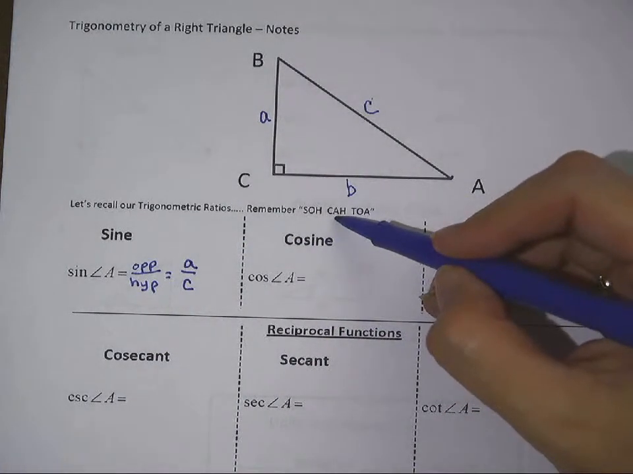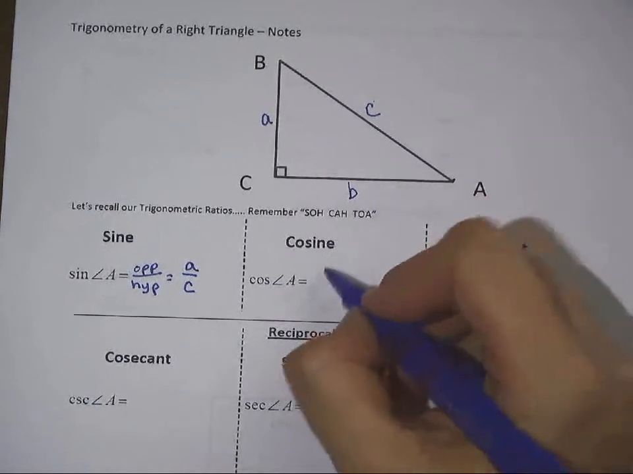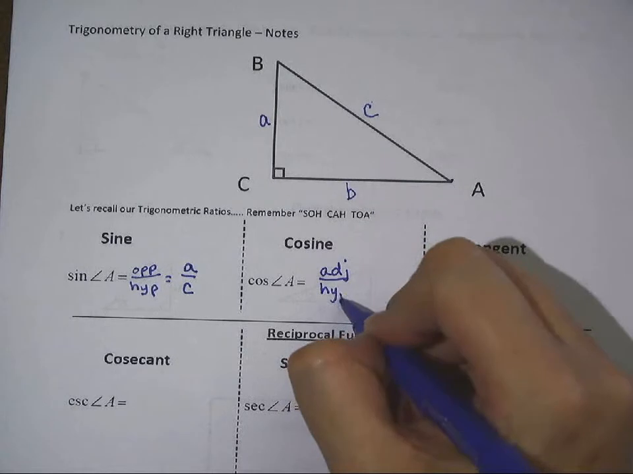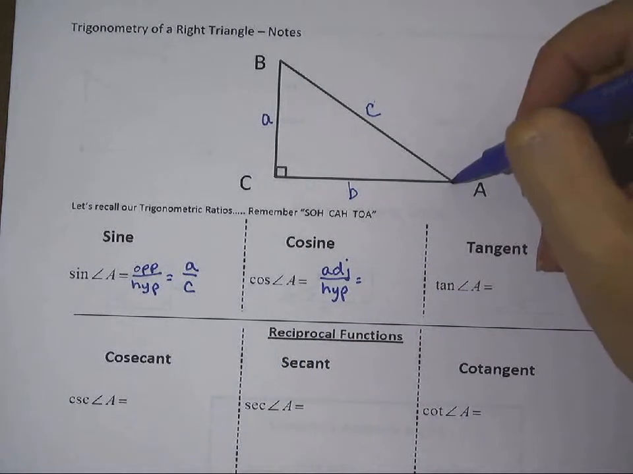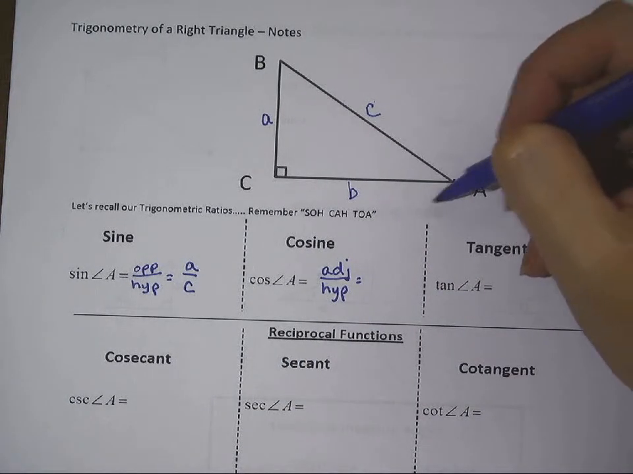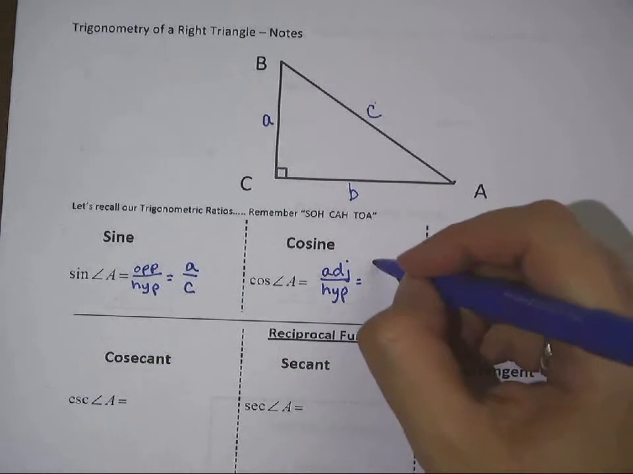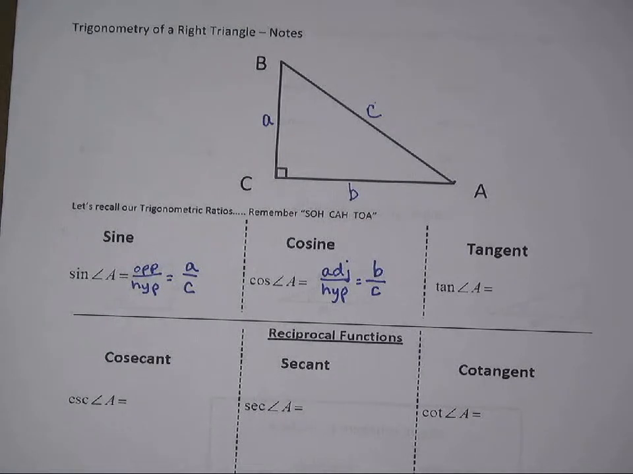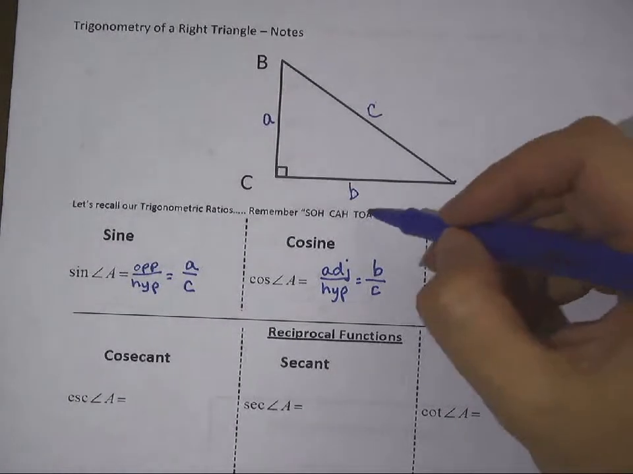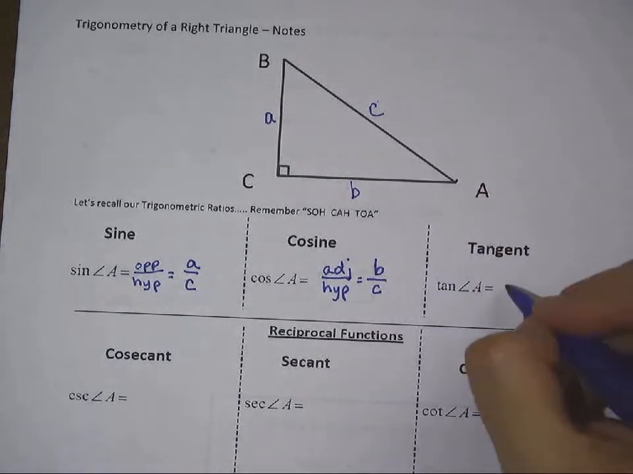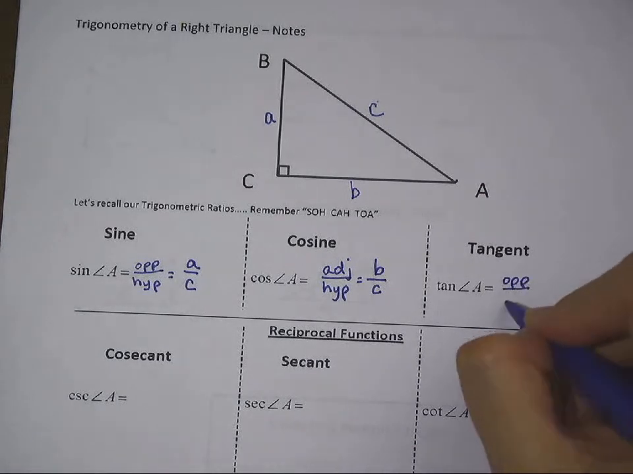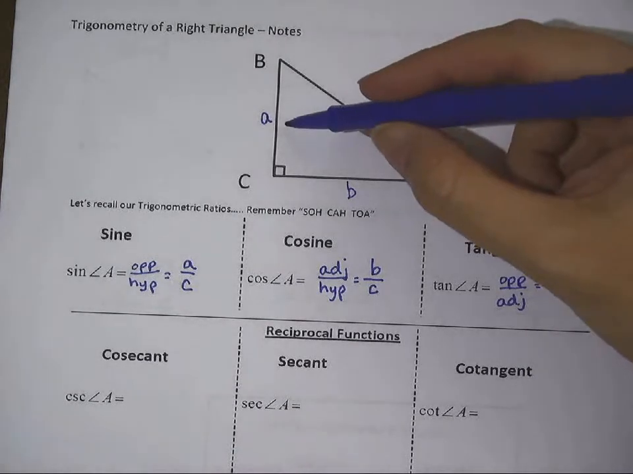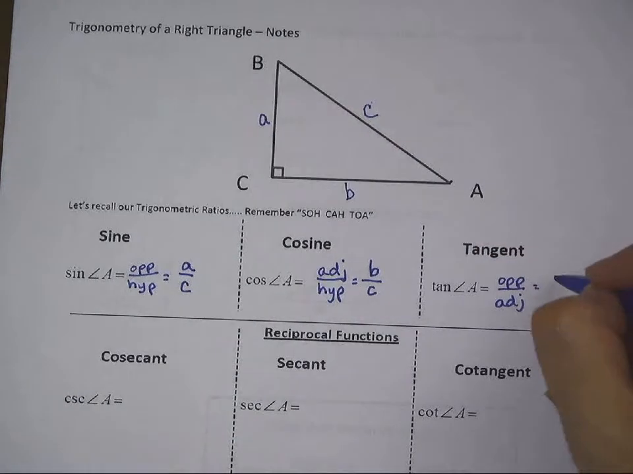Cosine is adjacent over hypotenuse. So looking here, the adjacent means the side right beside it, so that's B. And my hypotenuse is still C. And tangent is opposite over adjacent. So the opposite is A, and my adjacent is B.